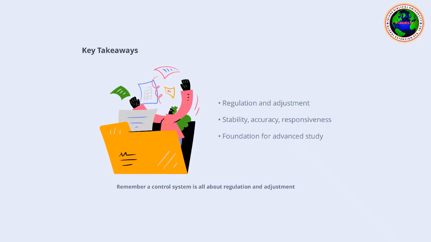Remember, a control system is all about regulation and adjustment. Its main objectives, stability, accuracy, and responsiveness, guide how engineers design and tune these systems. Understanding these basics is the first step toward mastering more advanced control concepts.